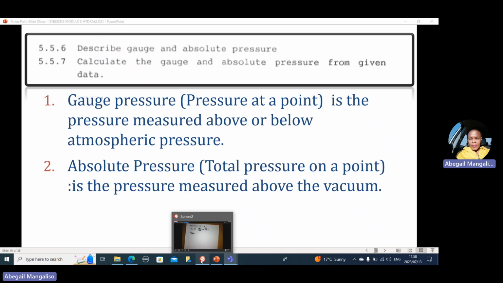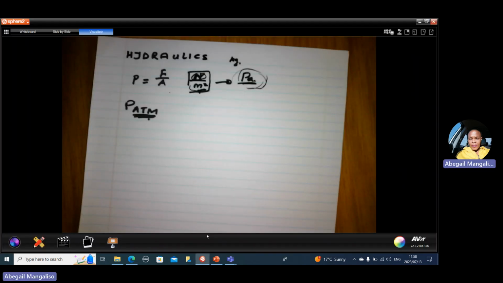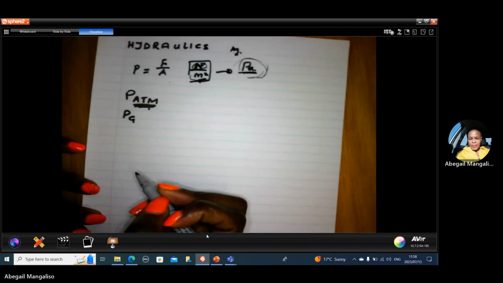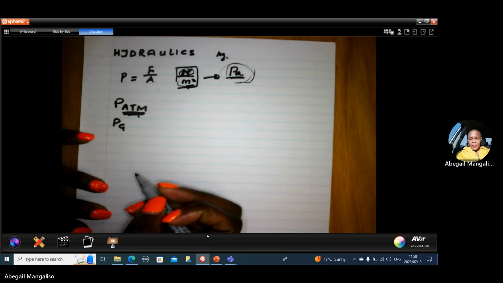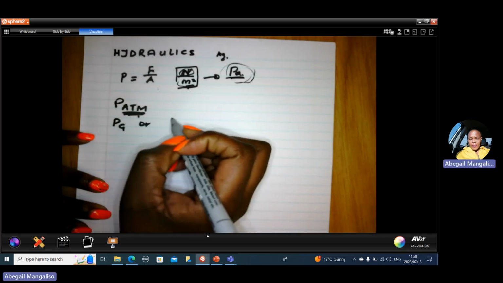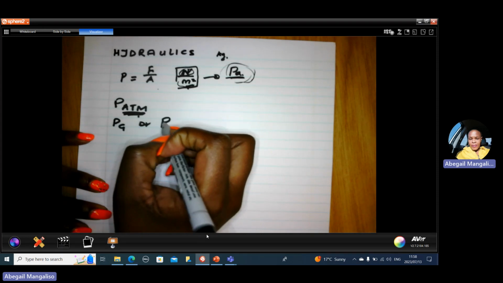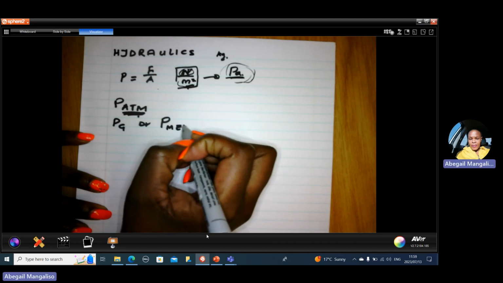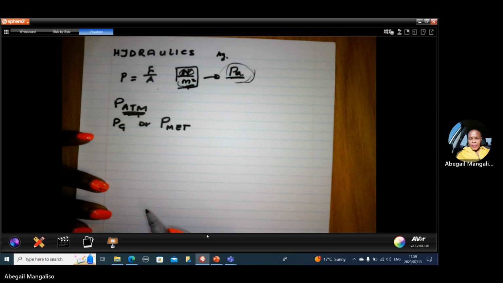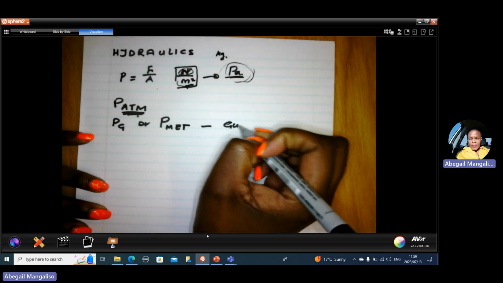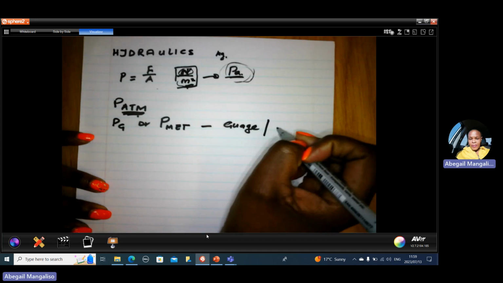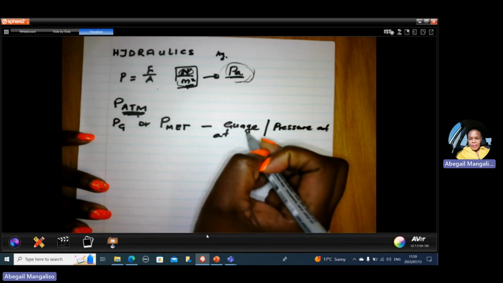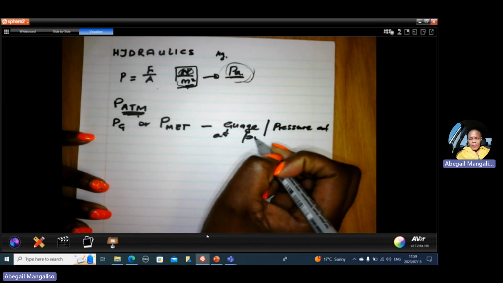Now let's look at the symbols. For gauge pressure, we can use PG, or on the formula sheet we will be using PMET, for the gauge pressure, or pressure at a point.